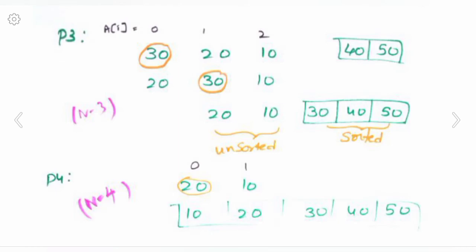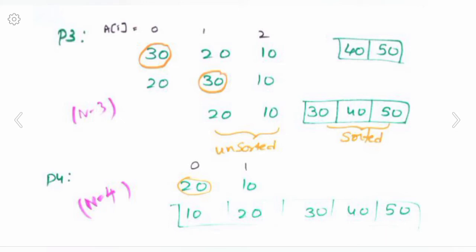In pass 3, we bubble the first element and compare it with the neighboring element. 30 is greater than 20, so we have to swap. We repeat this process of comparing and swapping. So 20, 30 and 10. Compare the 30 with the neighboring element 10. 30 is greater than 10, so again swap these elements. So 20, 10, 30, 40 and 50.